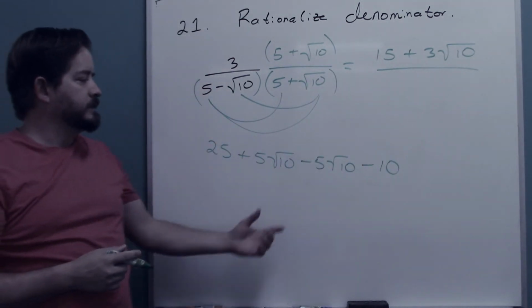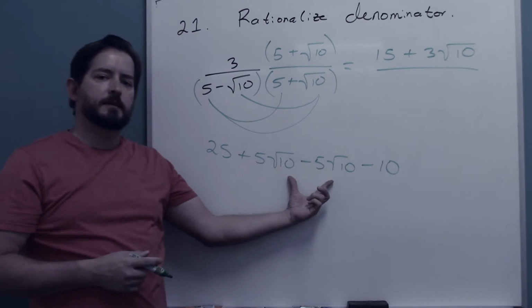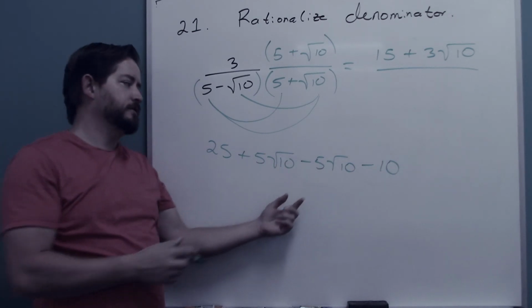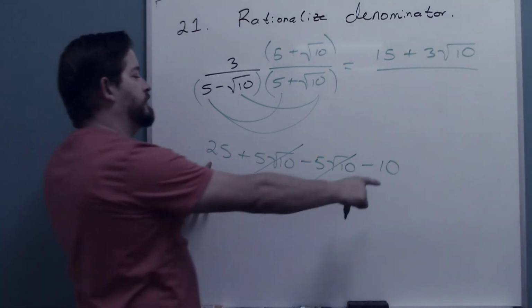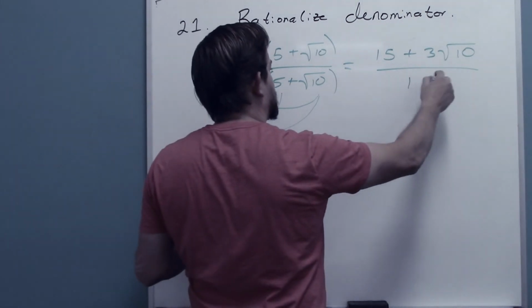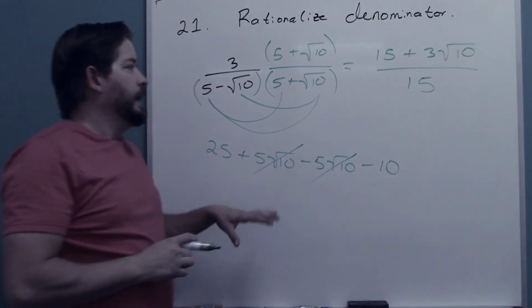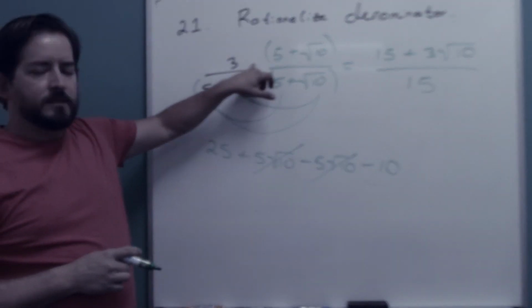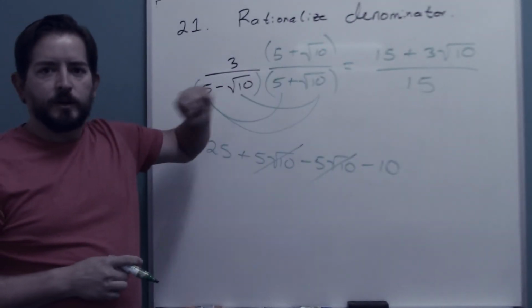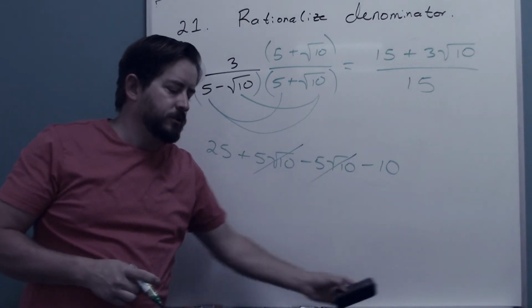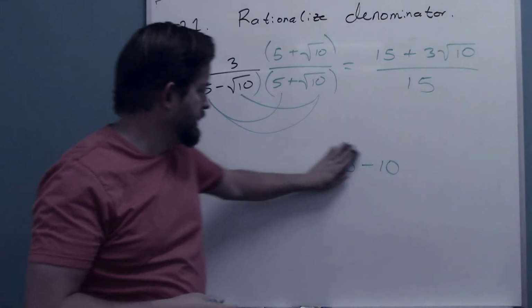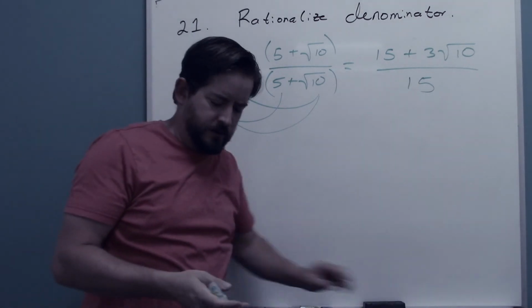Right? And this is where the magic happens, because I have the same number, but one's positive and one's negative, so they cancel each other out, and they are 0. 25 minus 10 is 15, right? And I actually did myself a disservice by taking this 3 and distributing it through, right? I'm going to erase this work for a second and show you why. And by for a second, I mean forever.